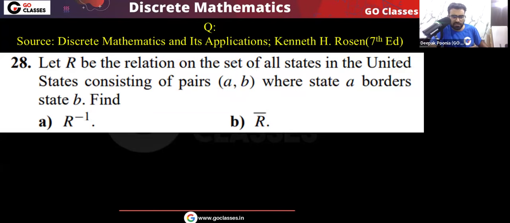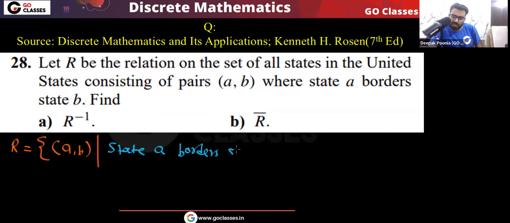Now we need to find what is R inverse, what is the meaning of R inverse, and what is the meaning of R complement. Okay, so tell me, you understood what is the relation R? Relation R contains the ordered pair AB, where A is related to B, means state A borders state B. So now tell me what will be R inverse and what will be R complement.